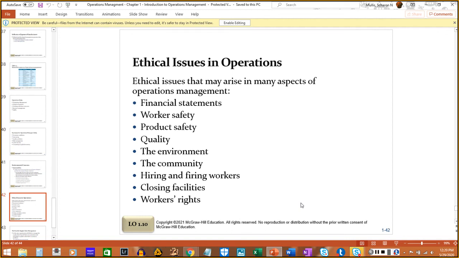Quality, self-explanatory. The environment, we need to take care of the environment. Without having an environment, you don't have people living, so it's definitely very important. Community, you want to take care of the community, because the people that work for the companies live in communities. So the better that community's doing, the better that employee might feel about that company. Again, hiring and firing, there are labor laws that you have to follow when you hire people as well as when you fire people.